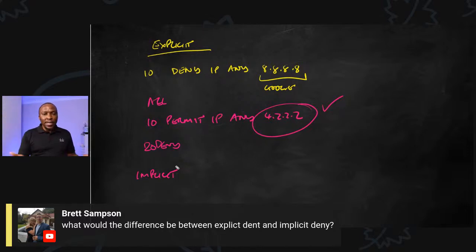So the best analogy I can give is, if you've got kids, the first answer when they want candy is no. That's an implicit deny. The explicit deny is when they come and say, I want candy, and I say no. I'm explicitly saying no, but also there's an implicit deny that there's no candy that is supposed to be consumed in this house, because candy is bad for you. So that's the difference between implicit and explicit deny. That's a very good question.